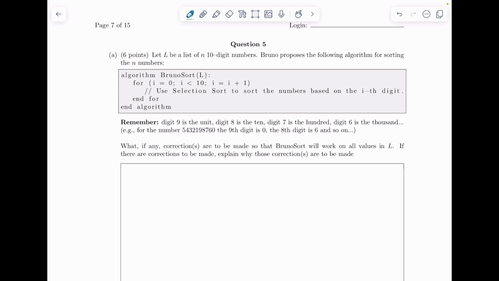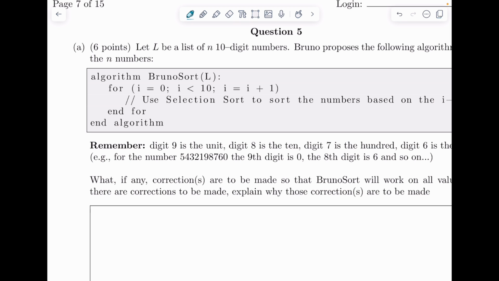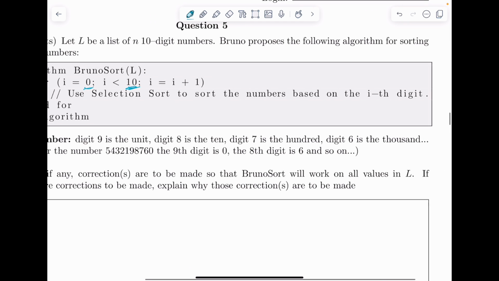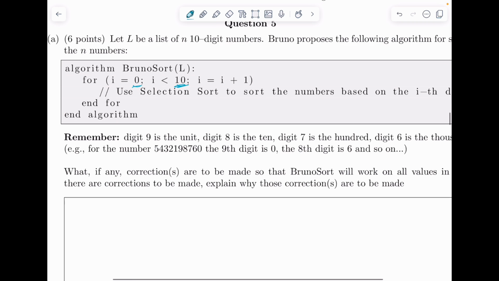Question 5. Let L be a list of n 10-digit numbers. Bruno proposes the following algorithm for sorting the n numbers. So let's kind of look at what it's doing here. That's really just a for loop. So for i from 0 to 10, it's just going to use selection sort to sort the numbers based on the ith digit. So that's what it does.